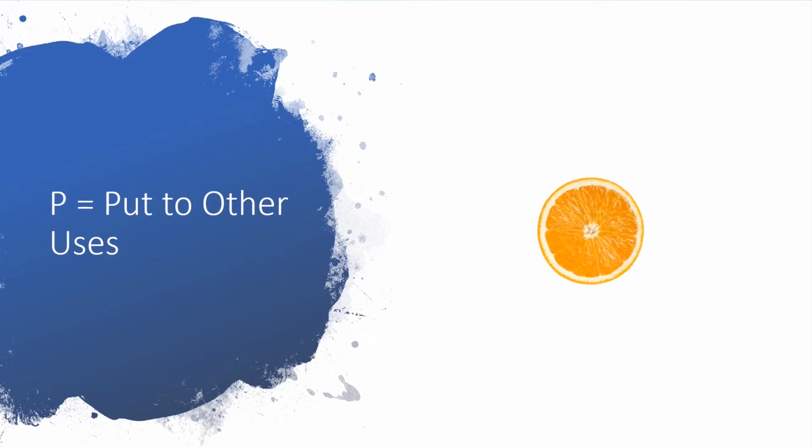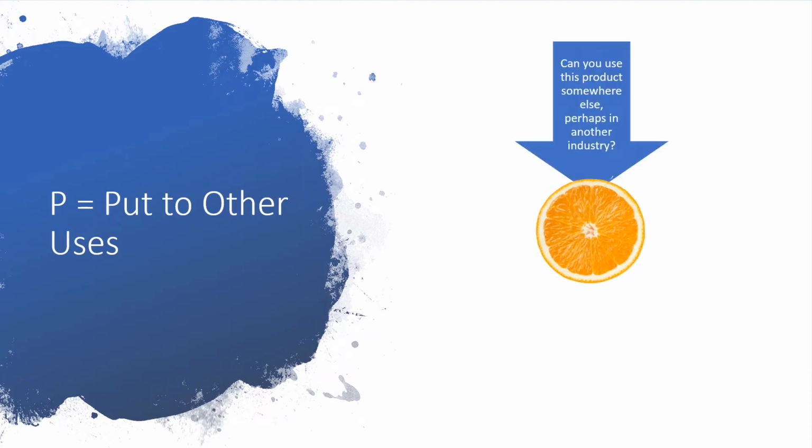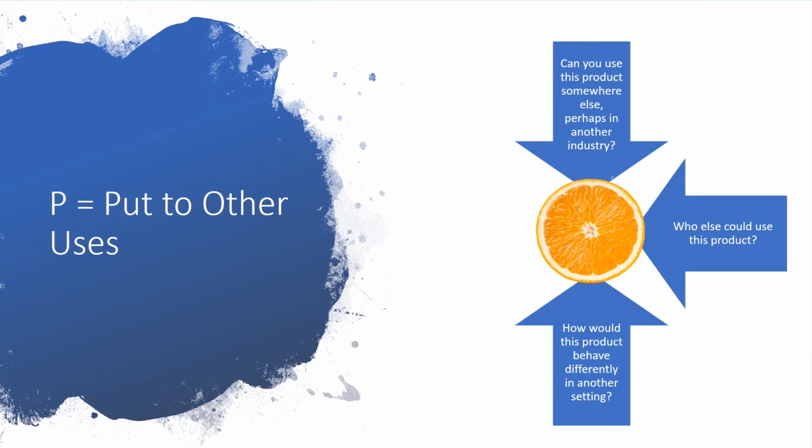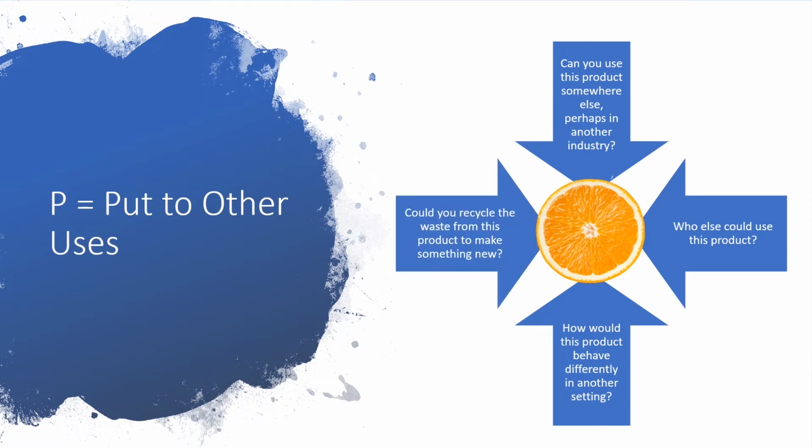The next step of the Scamper model is put to other uses. Here, we need to address the following questions. Can you use this product somewhere else? Perhaps in another industry? Who else could use this product? How would this product behave differently in another setting? Could you recycle the waste from this product to make something new?